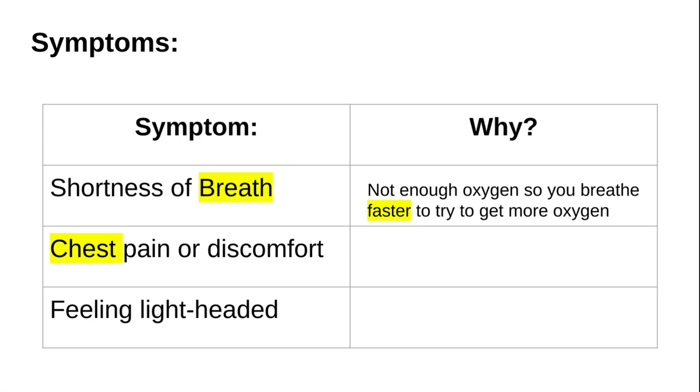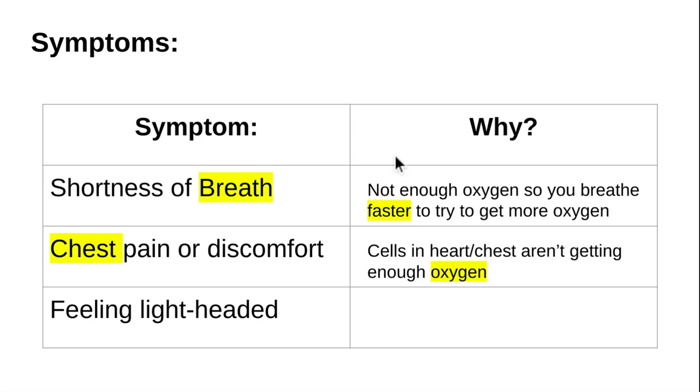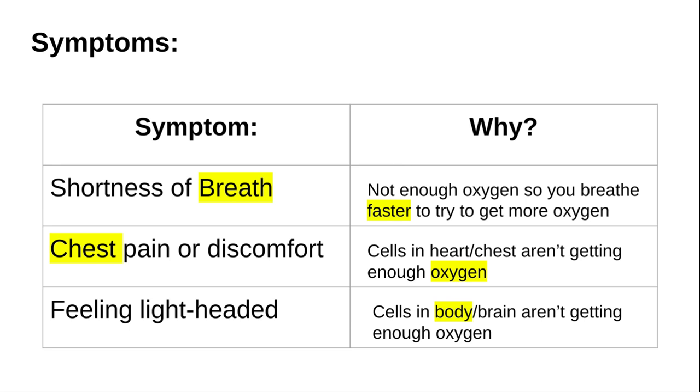If we have pain in our chest, well, what happens when your muscles don't get enough oxygen? Maybe you've been running really fast and your muscles don't get a lot of oxygen. They start burning, or maybe cramping. Well, that's what's happening in the heart or the chest. The heart muscle cells are not getting enough oxygen and they start cramping. And then feeling lightheaded. Again, if we're not getting enough oxygen into our brain, we're going to start to feel lightheaded.